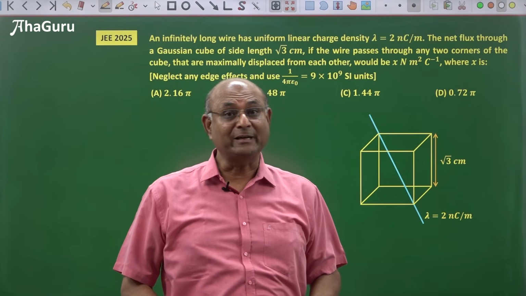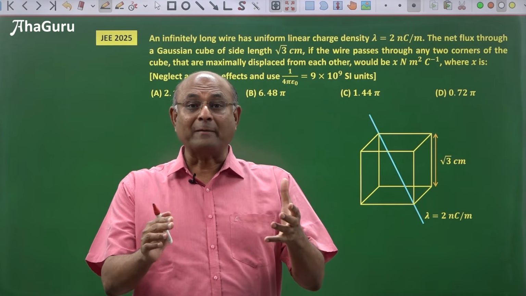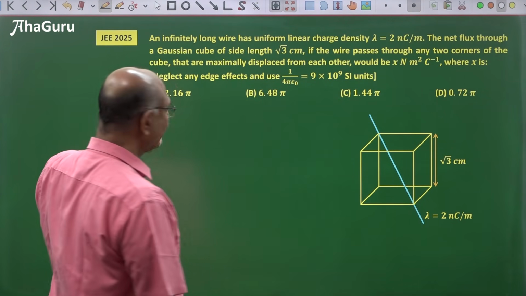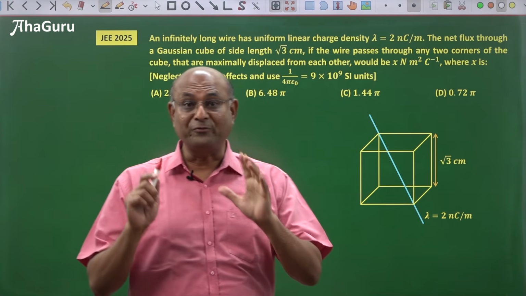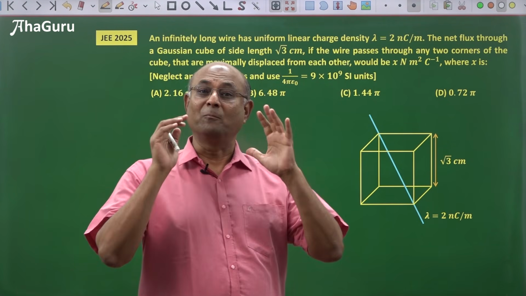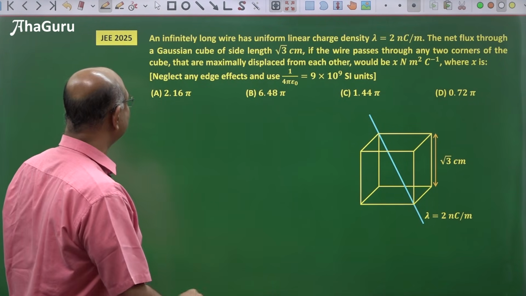The previous question was very, very easy, almost too trivial. In fact, most people won't even believe it is a JEE question. What about this one? This one is also very easy. In fact, Gauss Law based questions in JEE are mostly super easy. Let us look at this one, JEE 2025 question.